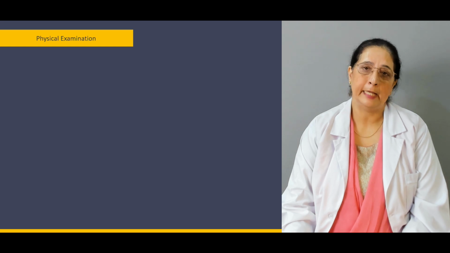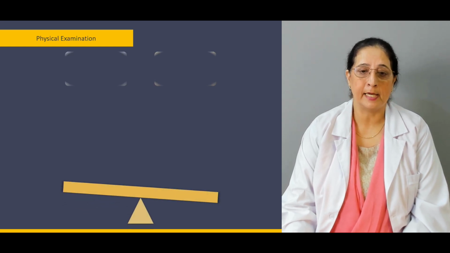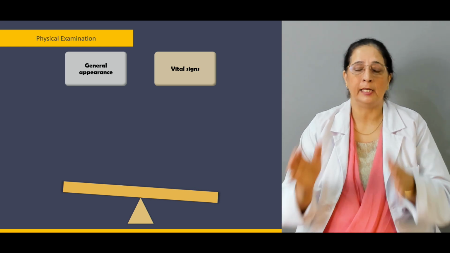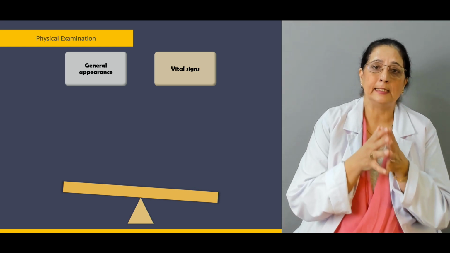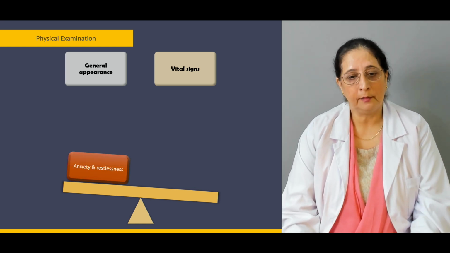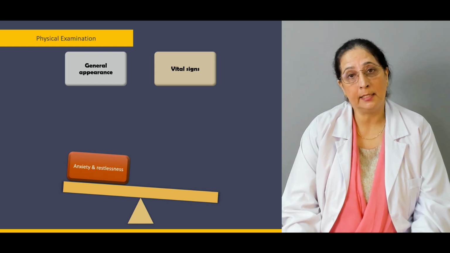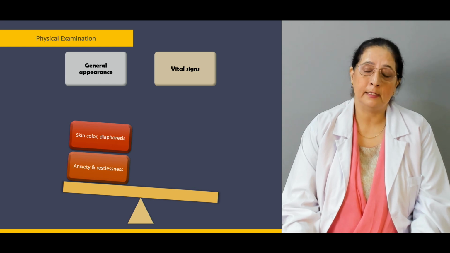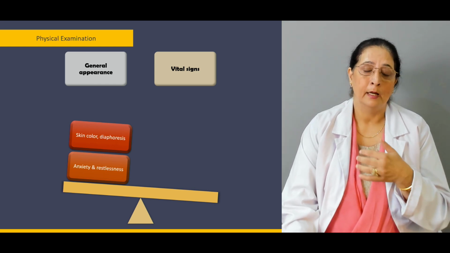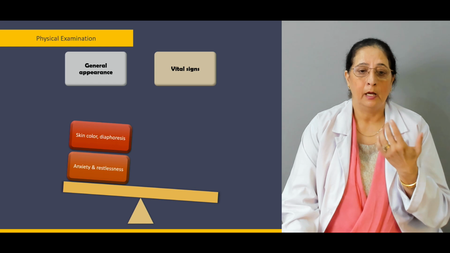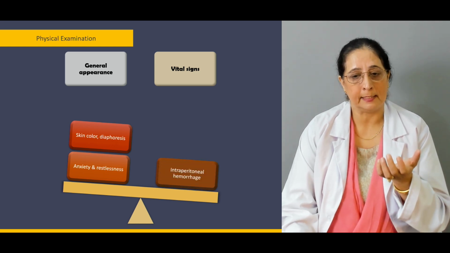On physical examinations, what are the findings? We have general appearance of the patient and then the vital signs of the patient with the acute bleeding. General appearance, there is anxiety and restlessness. Skin color is changed, there is pallor, maybe there is cyanosis because of decreased supply of oxygen. All these are important findings.